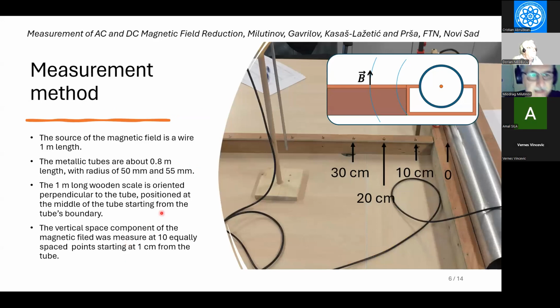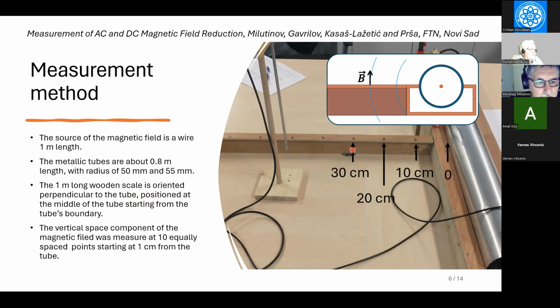So here we can see the method of our measurement. Once again, our source was a wire 1 meter in length. The metallic tubes are a little shorter, about 80 centimeters in length. We have two different radii of tubes, smaller and a little bigger, and we combine those tubes, as you will see later. Here is a one meter long wooden scale oriented perpendicular to the tube, just to fix the measurement points, to be sure that we measure as we calculated.